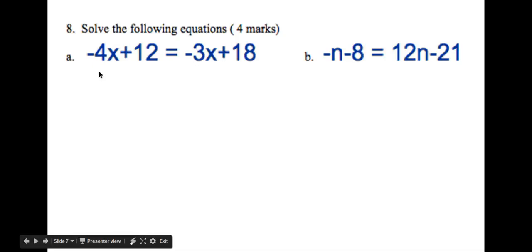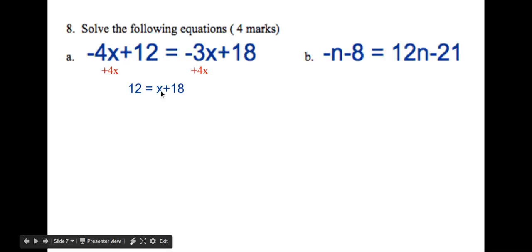So to get rid of negative 4x, I'm going to do the opposite of minusing 4x. I'm going to add 4x to that. That's going to make 0, okay, which is going to make it disappear from the left-hand side. But you can't just add 4x to the left-hand side without adding it to the right-hand side. Whatever you do to one side, you have to do to the other to keep everything balanced, to keep it equal. Okay, so now we're left with 12 on the left-hand side, and negative 3x plus 4x gives us x.